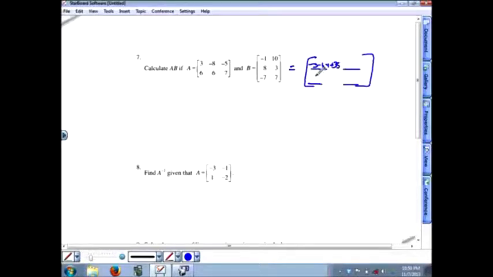Now this entry here is second row, first column. So second row, first column here. 6 times negative 1 is negative 6. 6 times 8 is 48. And then 7 times negative 7 is negative 49.